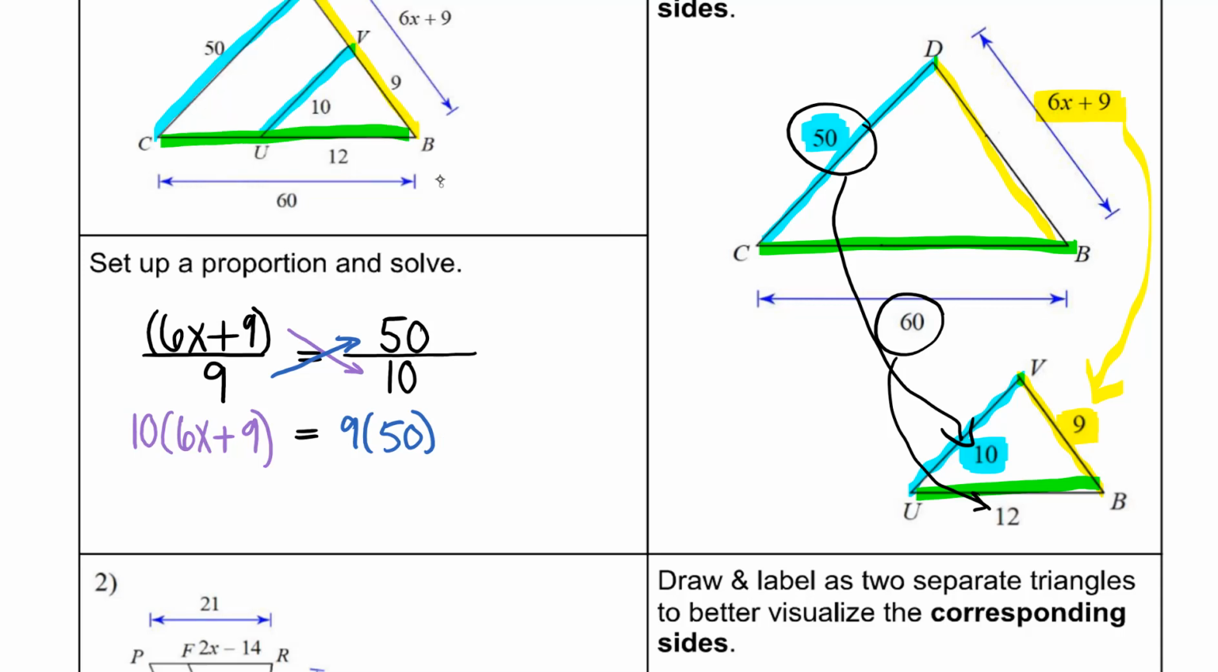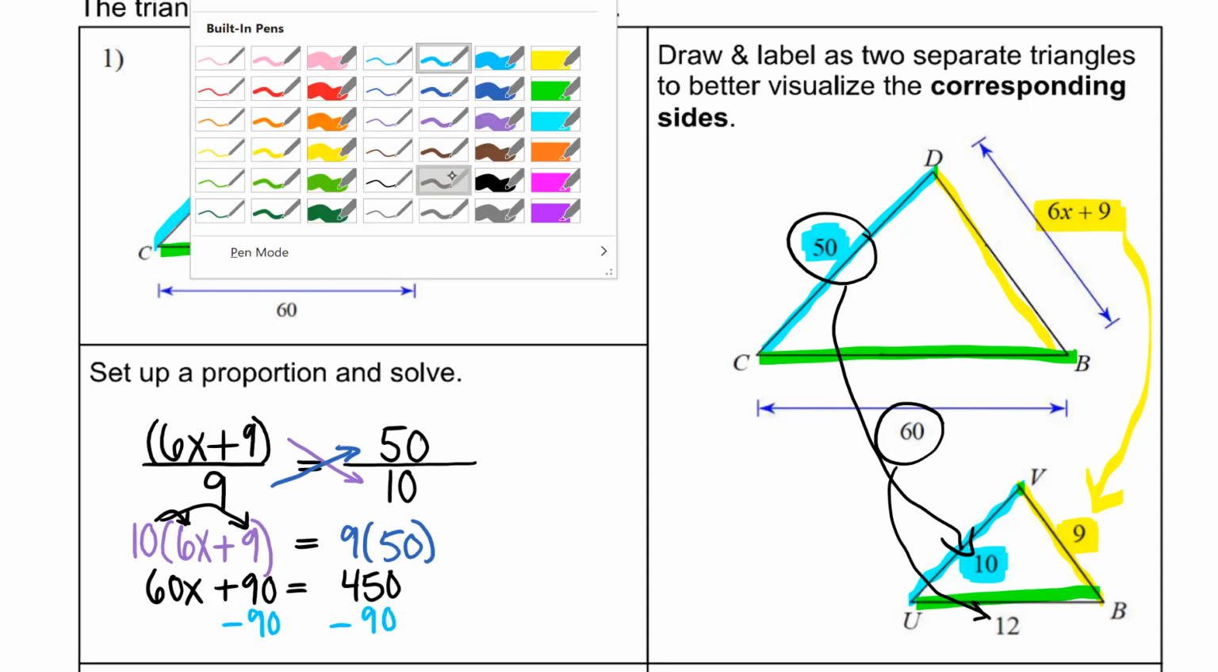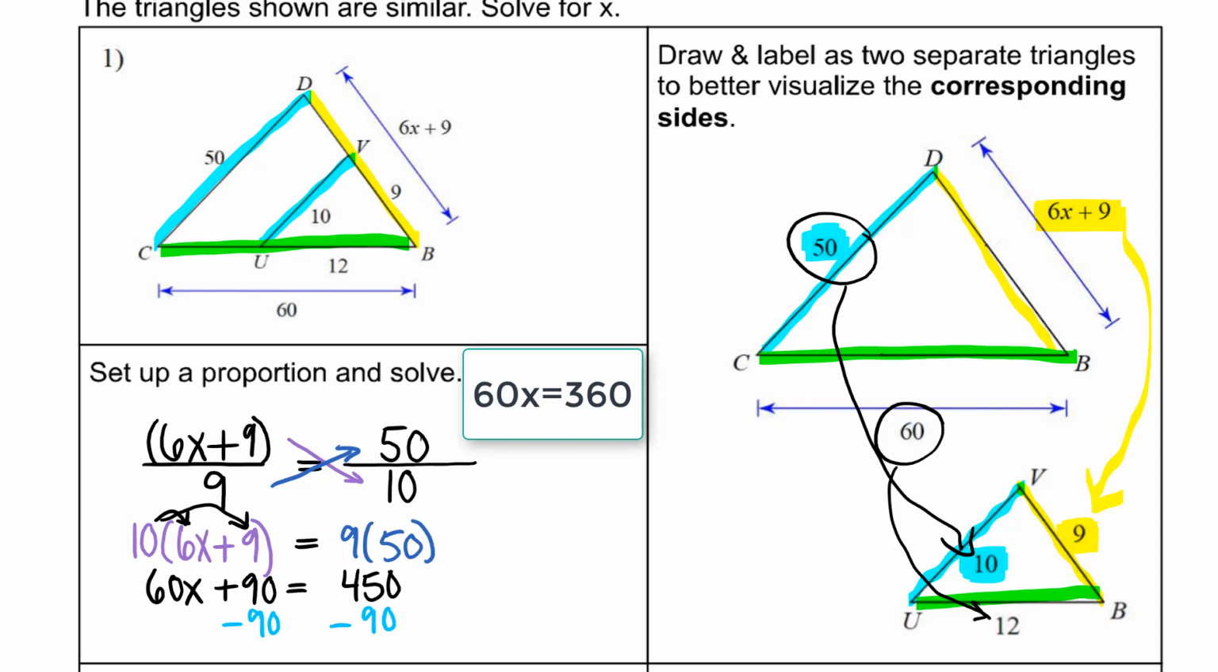Now it's time to distribute this 10. 10 times 6x is 60x. 10 times positive 9 is positive 90. And 9 times 50 is 450. To continue solving, I'll subtract 90 from both sides and get 60x is equal to 360. Divide both sides by 60 and x is equal to 6.